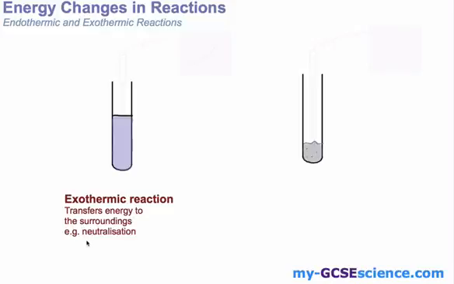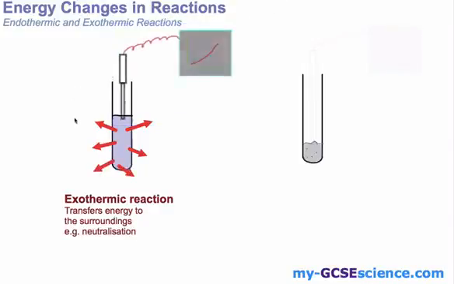One example is neutralization, and that's the reaction between an acid and an alkali. So if I reacted an acid and alkali together, I would get an exothermic reaction, and this would give off heat to the surroundings. In addition, if I was to use a temperature sensor and measure the temperature over a period of time, you would see the temperature rise slowly as the reaction proceeds.